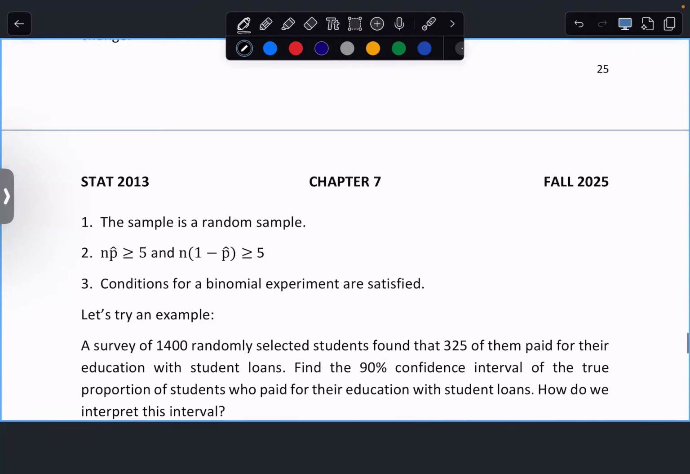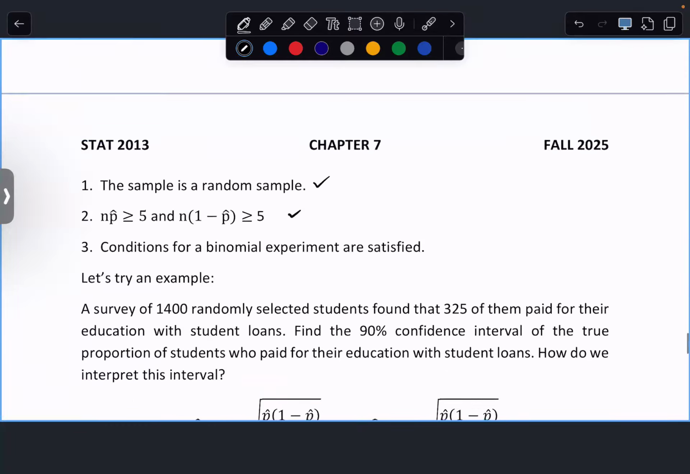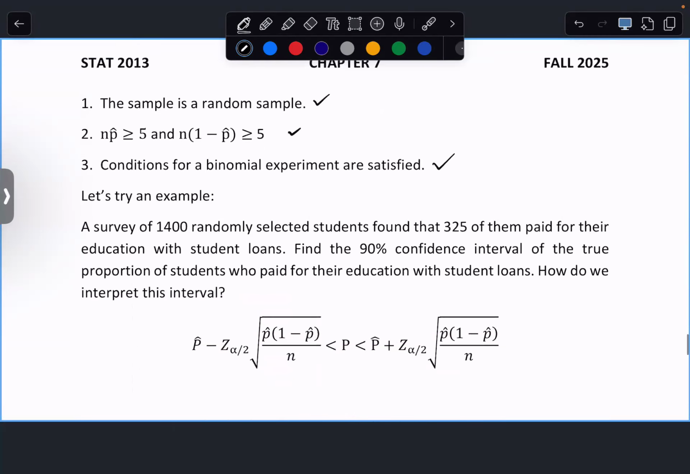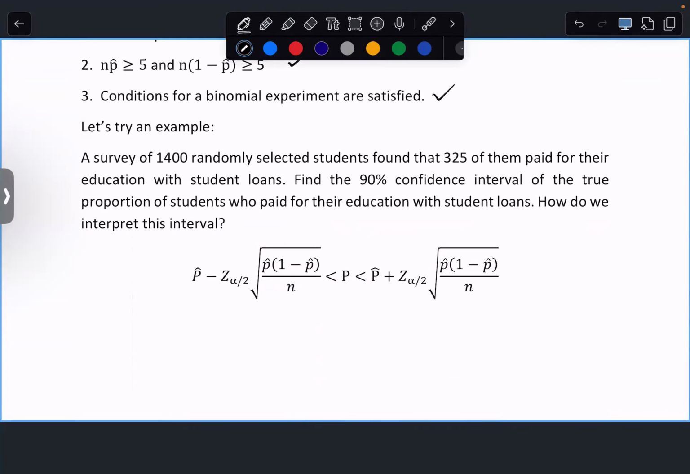So these two assumptions need to be satisfied, and the conditions for a binomial experiment are satisfied. I'm not going to be asking you these questions in exams, but it's good to get familiar with them, in case you're working on your own research, so you take note of those.